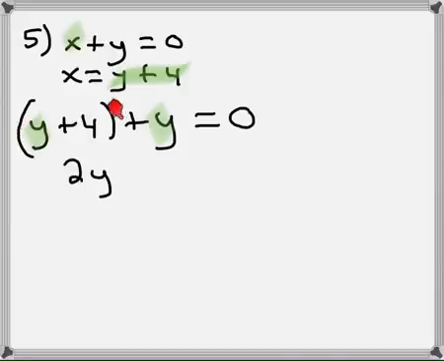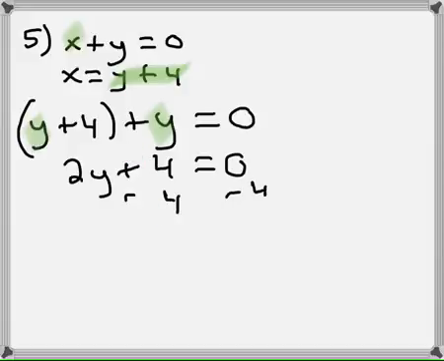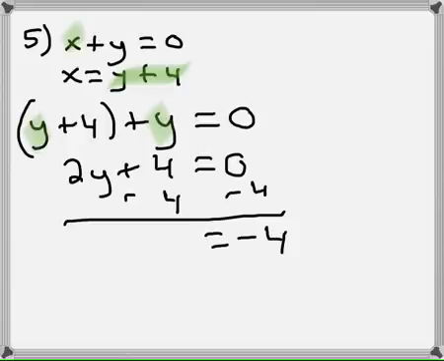So now I have 2y plus 4 equals 0. I need to get the y by itself. Am I going to get rid of the plus 4 or the times 2 first? You should be thinking the plus 4, so I'll do the opposite of adding 4. I'm going to subtract 4 here, and I'm going to subtract 4 here. 0 take away 4 equals negative 4. This is 0, and this is 2y. That's all that's left on this side after these cancel out.